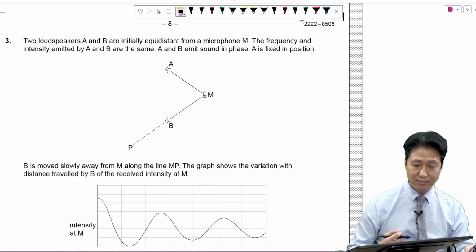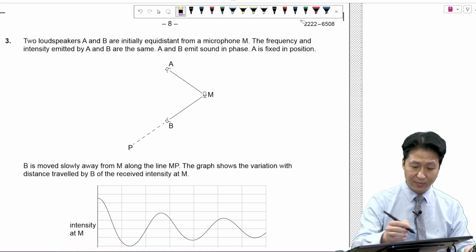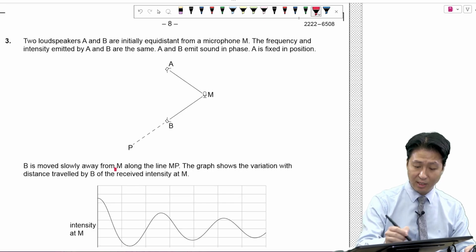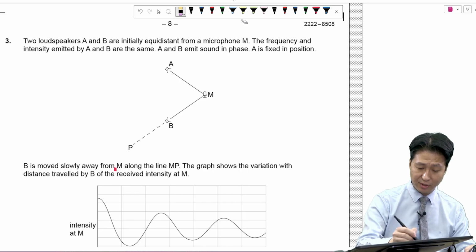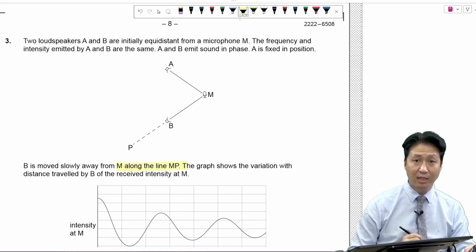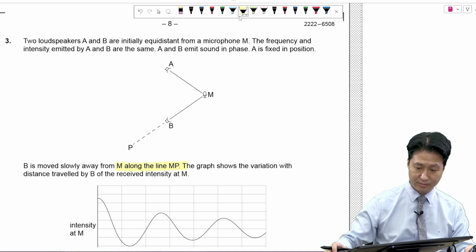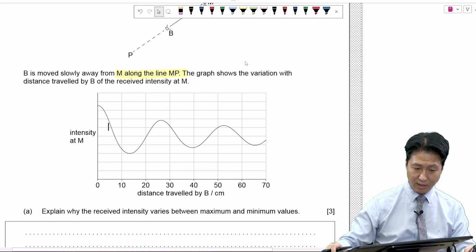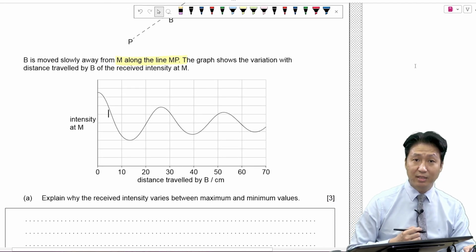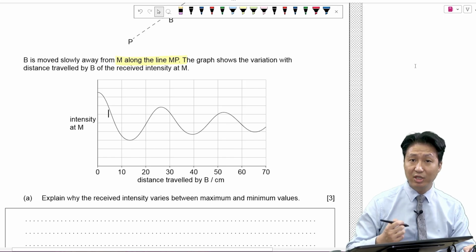A is in a fixed position, and B is moved slowly away from M along the line MP. So this is going to be important later on. The graph shows the variation with distance traveled by B of the received intensity at M. Part A, explain why the received intensity varies between maximum and minimum values.